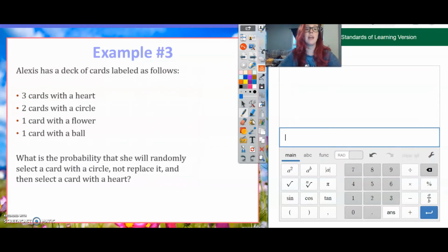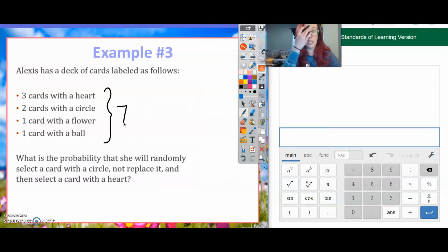All right, Alexis has a deck of cards labeled as follows. 3 of the cards have a heart, 2 of the cards have a circle, 1 of the cards has a flower, and 1 has a ball, like a bouncy ball. Okay, let's go ahead and add those up because I know that I'm going to need the total. So 3 plus 2 is 5, 6, 7. There are 7 cards total.